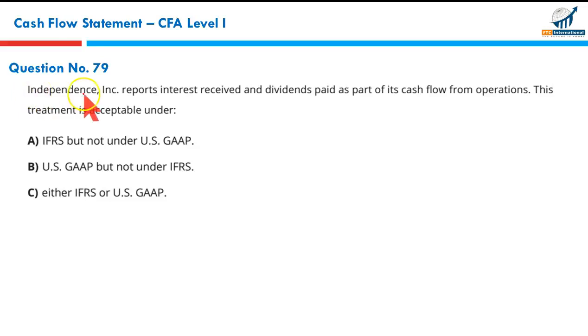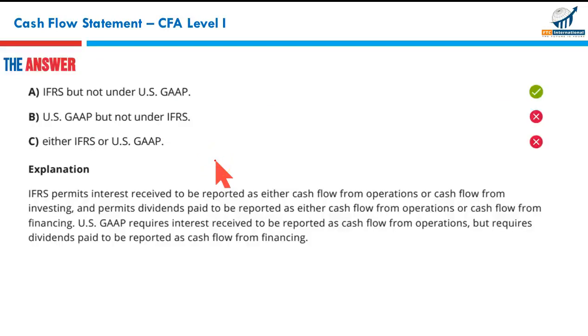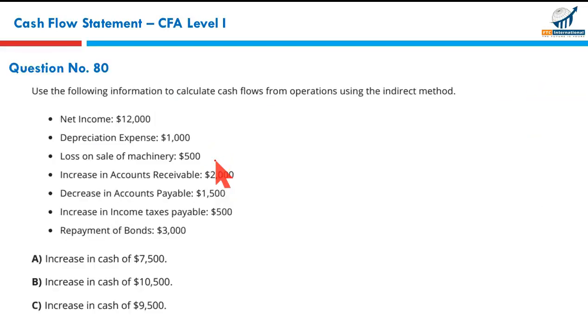Again, Independence Incorporated reports interest received and dividend paid as a part of its cash flow from operation. This treatment is acceptable under what? Dividend received, interest received, dividend paid are treated as a part of operations. This is allowed only in IFRS but not in the US GAAP. That makes A the correct option. We have done many questions like these.